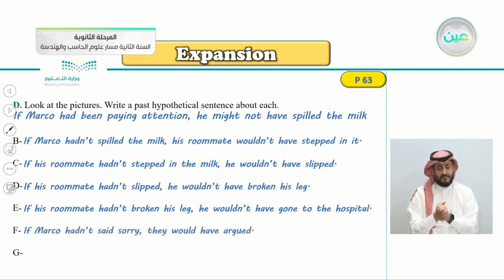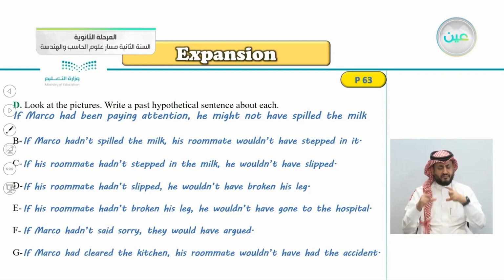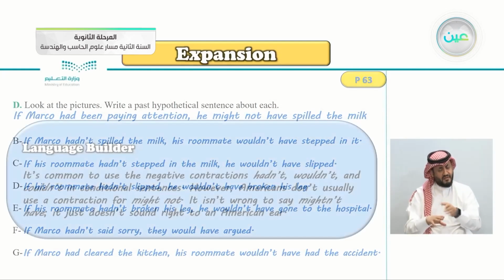Yes, if Marco hadn't said sorry, they would have argued. But you can see in the picture that they are not arguing because Marco apologized. If Marco hadn't said sorry, they would have argued. And the last picture, very good. If Marco had cleared the kitchen, his roommate wouldn't have had the accident.